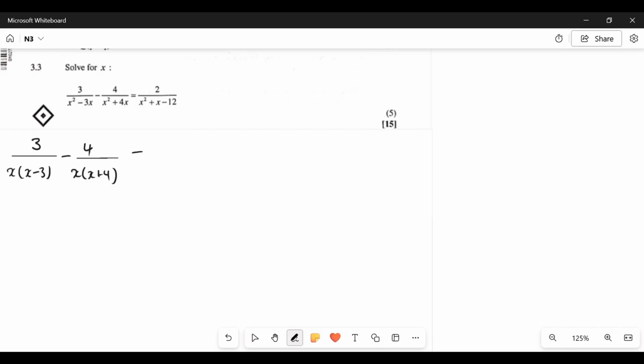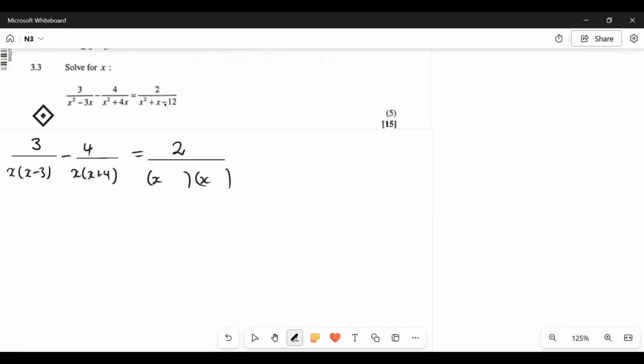And then let's look at the right hand side. On the numerator, again we have 2 there, and then divided by x squared plus x minus 12. So we can factorize this. Let's start with the first bracket and the second bracket. On the first bracket we have x and x. If you multiply the x and x, they're going to give you x squared. Now we need to find the factors of 12.